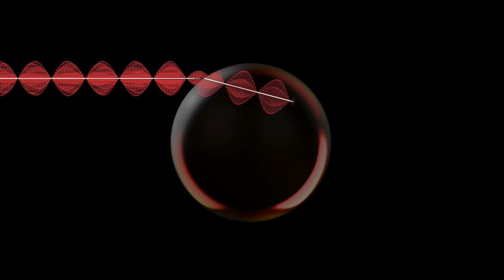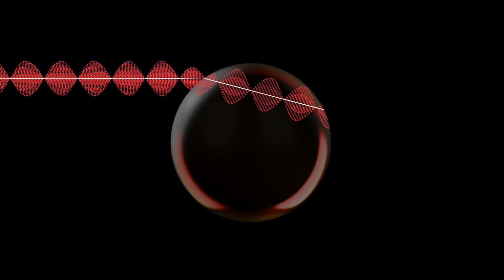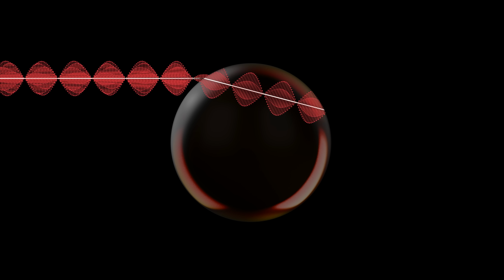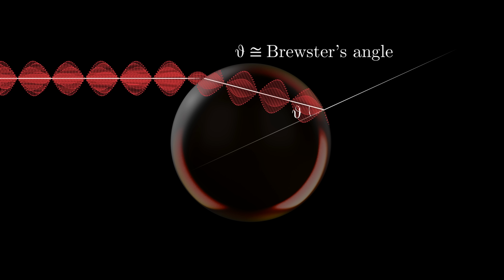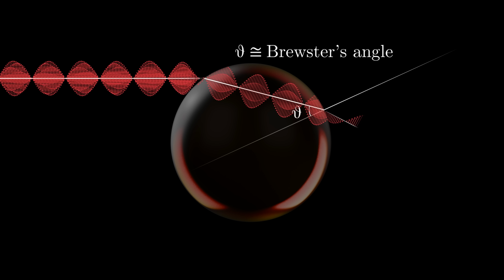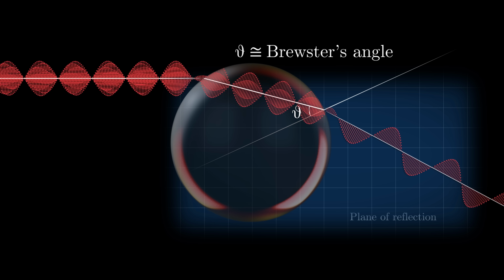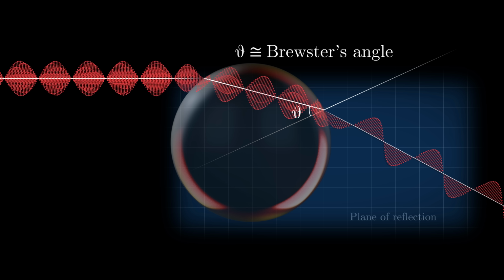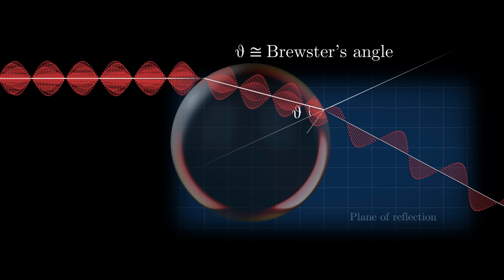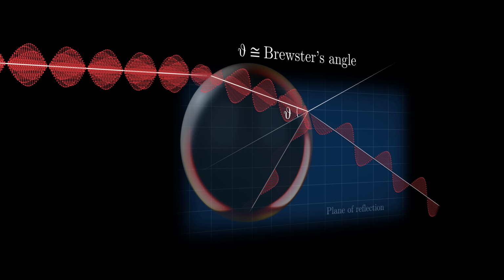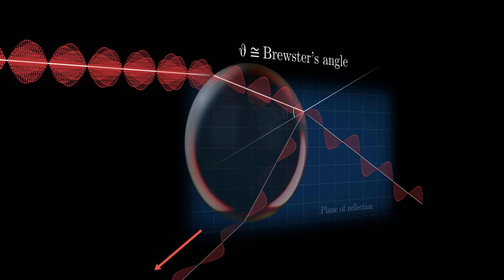But it just so happens that when the light in the rainbow ray reflects off the back of the droplet, it does so very close to a special angle known as Brewster's angle. At this angle, all light with its electric field oriented parallel to the plane of reflection is transmitted. So it passes out the back of the droplet. And therefore, the only light that is reflected has its electric field perpendicular to the plane of reflection. This is the light that creates the rainbow.